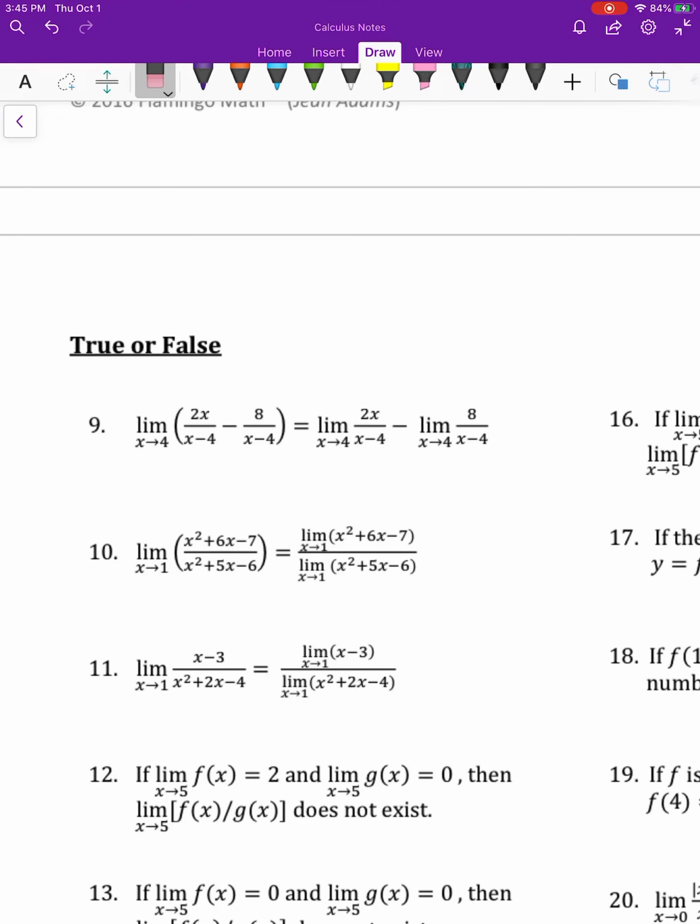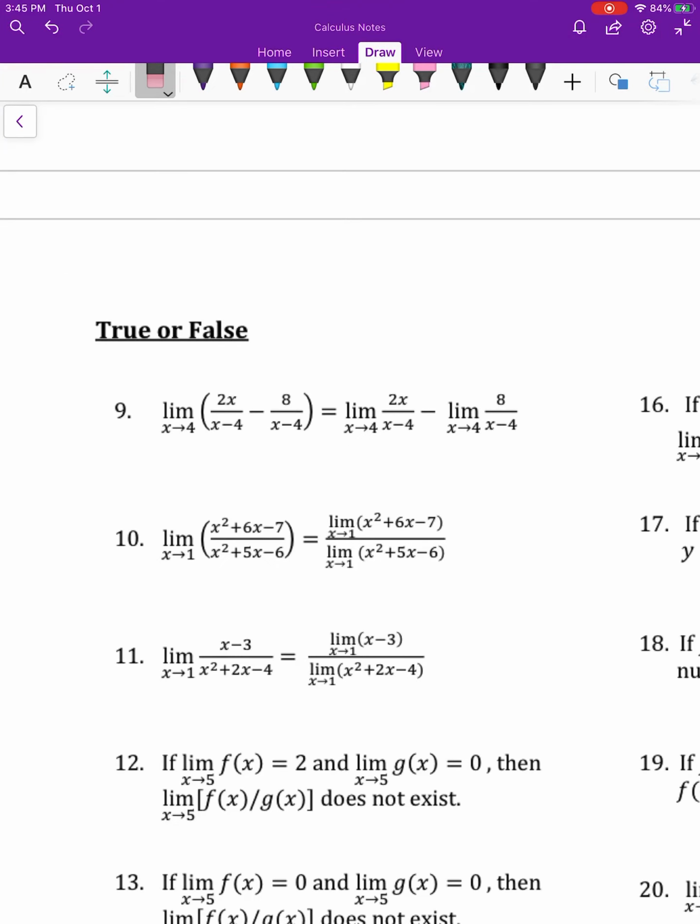Calc AB, I'm going to go through the true-false from the unit review, part 2. And number 9 is our first one. Now, on 9, 10, and 11, you have to be careful because if you can cancel something when you are putting these together, then you're not going to have an equality here. So let me show you what I'm talking about.